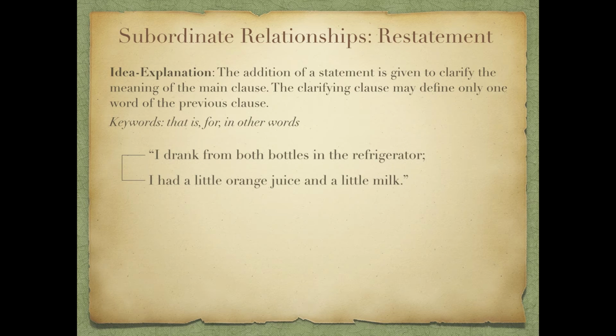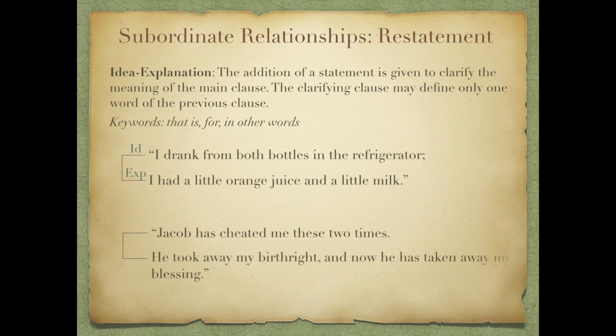Okay, so we've got the idea. I drank from both bottles. But now, in the second clause, I'm going to unpack what I mean by both bottles. I mean I had a little orange juice and I had a little milk. We'll put an ID on one line and an EXP on the other.